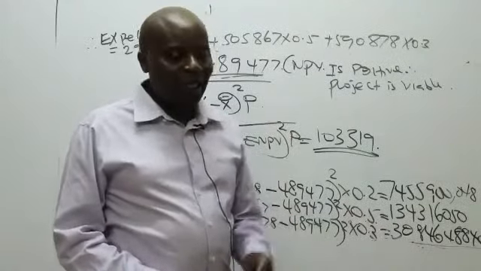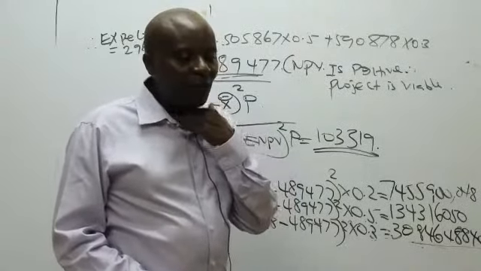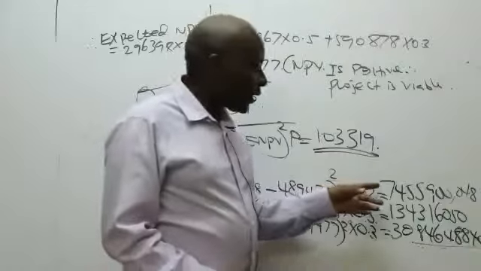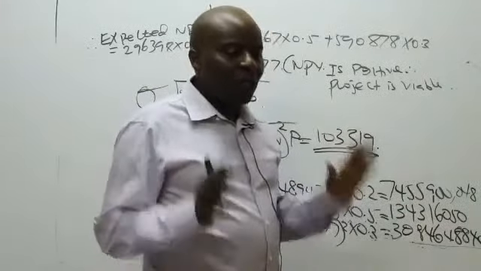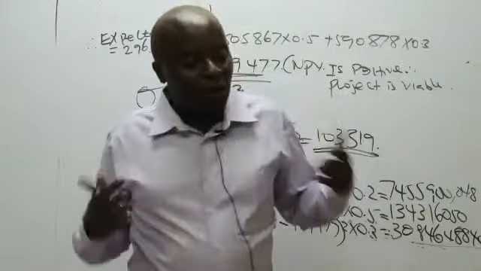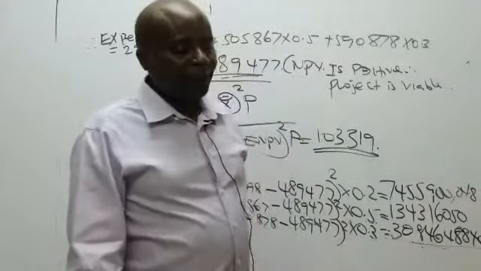103,319. The first one is 74. Yes, I corrected. The first one, 74. I did some correction here. Even if my figures are wrong, let your figures be correct because I don't have a calculator. I've seen. Thank you very much.